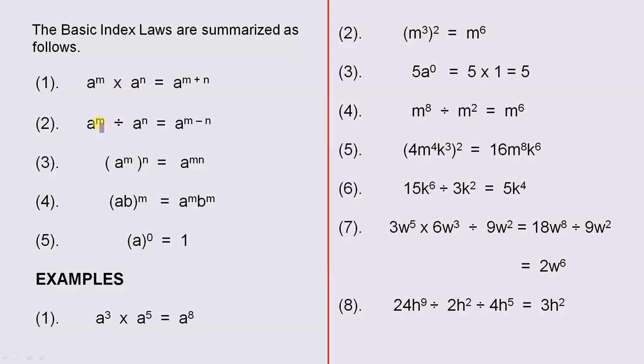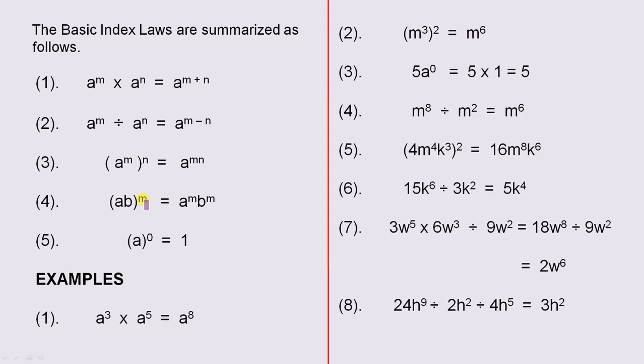Number 2: a to the m divided by a to the n is a to the power of m minus n. When the two bases are the same, you subtract the indices when dividing. Number 3: a to the m to the power of n is a to the power of mn. All you do is multiply the indices.